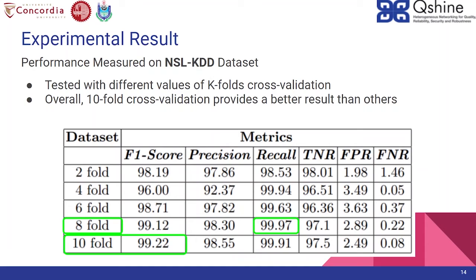For NSL-KDD data, we tested with different values of k-fold cross-validation. The table depicts the result for different cross-validation setups. We find the best result using 10-fold cross-validation, where the F1 score is 99.22%, and we also get a good result for 8-fold cross-validation. But overall, 10-fold cross-validation provides a better result than the others.